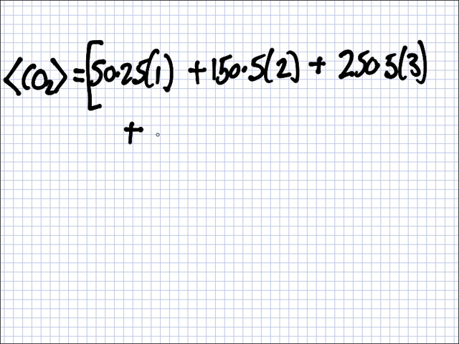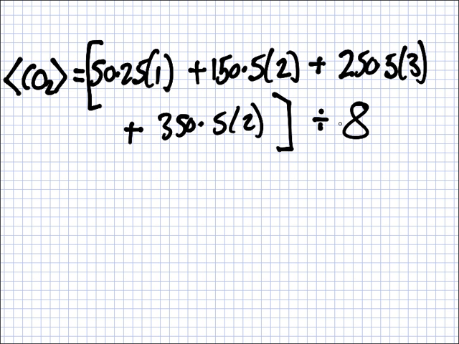The next one is 350.5 times 2, divided by 3, 4, 5, 6, 7, 8. Why stop at 3? Oh, it's a 0. Oh, it's a 0. Yeah. Okay, sorry.